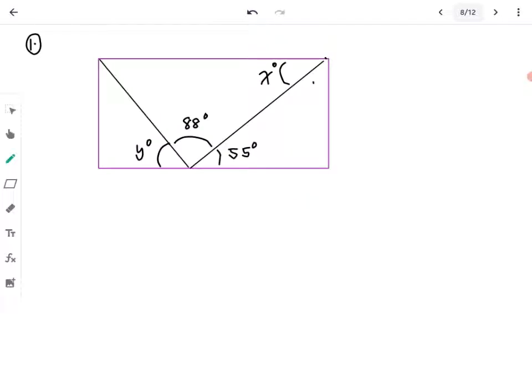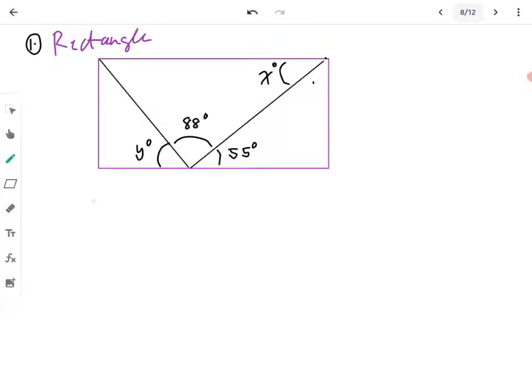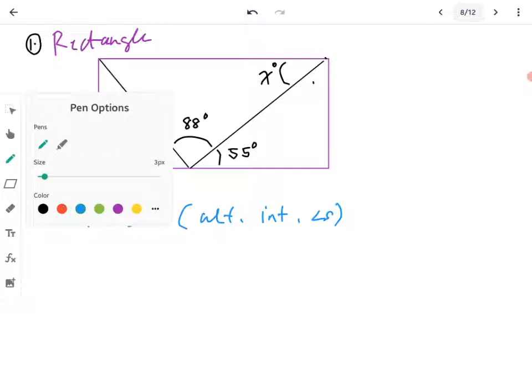So let's jump into our problem number 1. So this is a rectangle, so let's define that this figure is a rectangle. Okay, so we have x. What is the value of x? So x is just simply 55 because they are alternate interior angles.